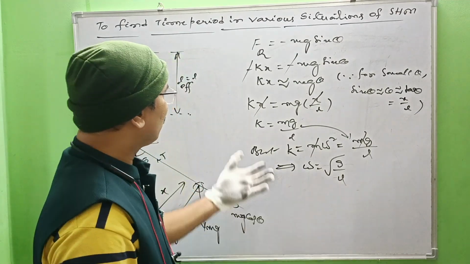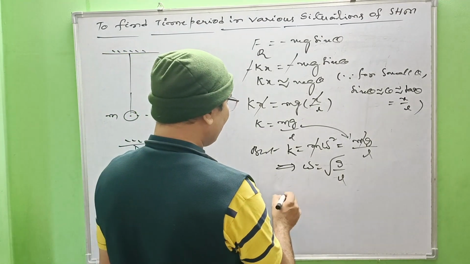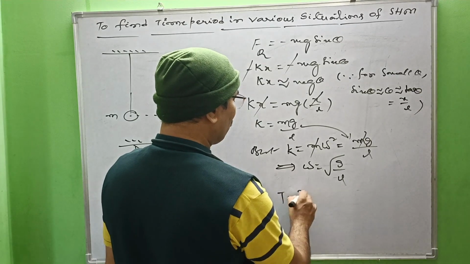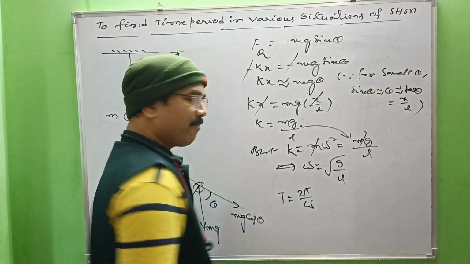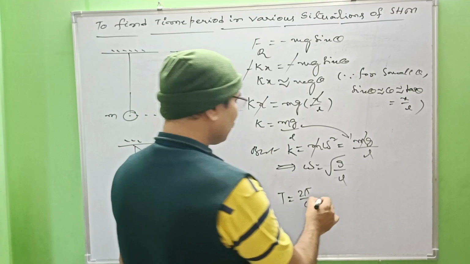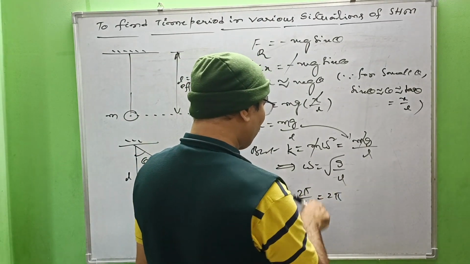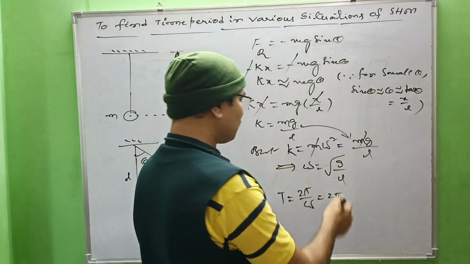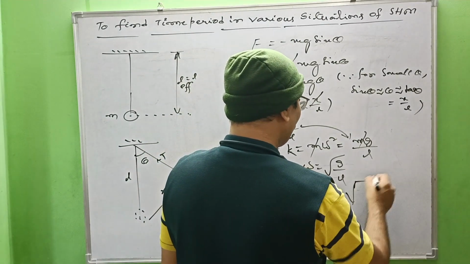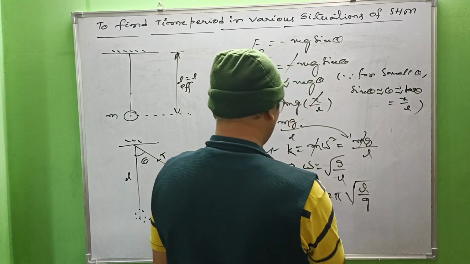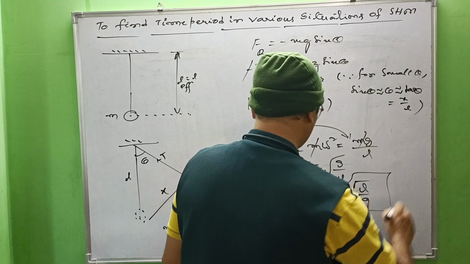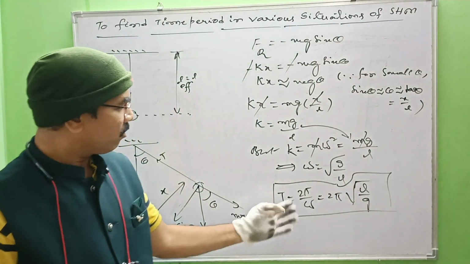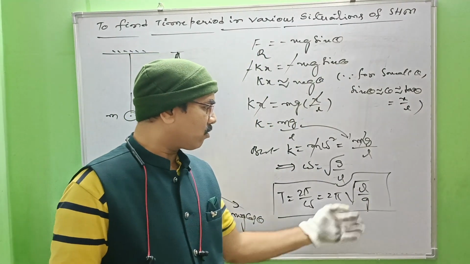Now step number 3, that is time period equal to 2 pi by omega. That is 2 pi into 1 by omega. 1 by omega means make it inverted, so taking the reciprocal of root g by l gives root l by g. That is T equal to 2 pi root over L by G.